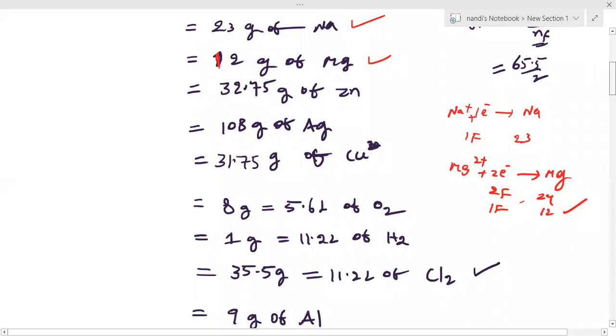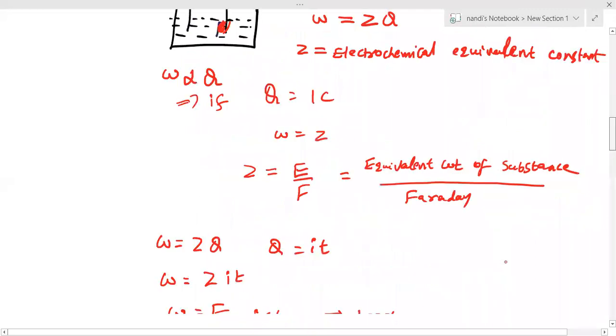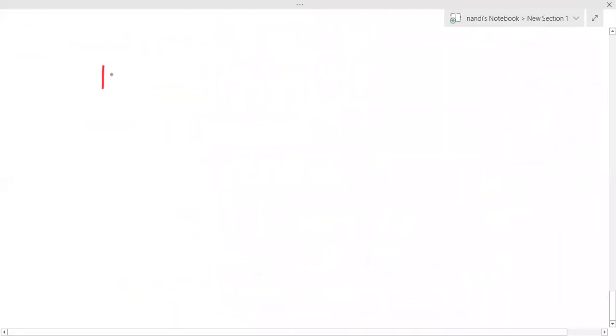Now who didn't understand? You mostly didn't see the class notes. 1 Faraday equal to 1 mole of electron charge. This is the constant. 1 mole of electron charge is nothing but 1 Faraday. This is a constant value, sir. In every textbook they will give 1 Faraday equal to 96500 coulombs.